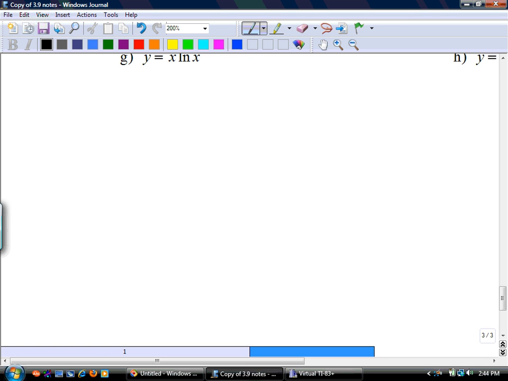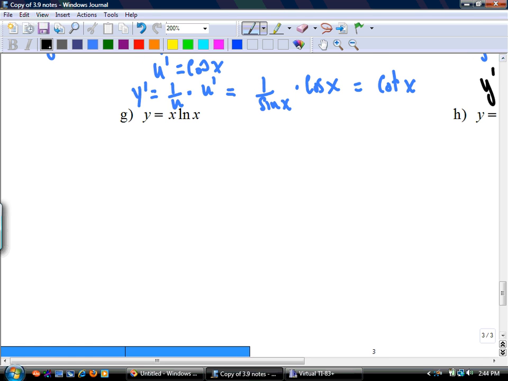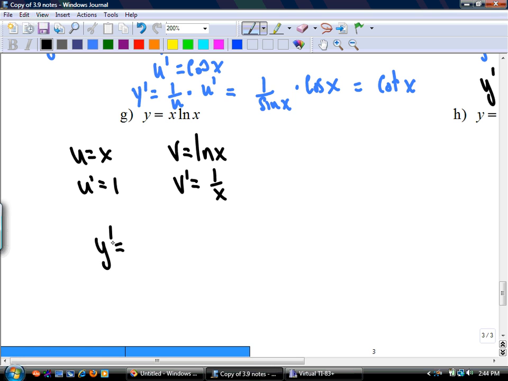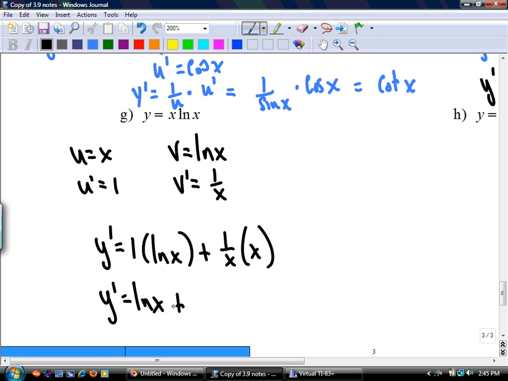Okay, what's this one? u equals x, u prime equals 1, v equals ln x, v prime equals 1 over x. u prime times v plus v prime times u. Good.